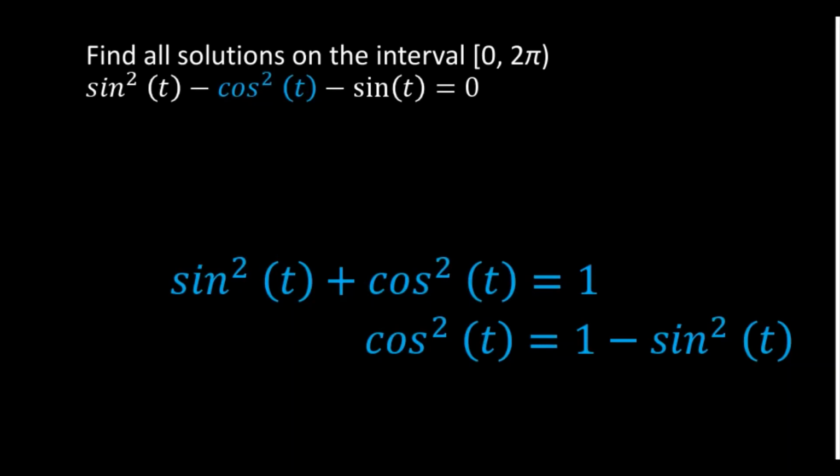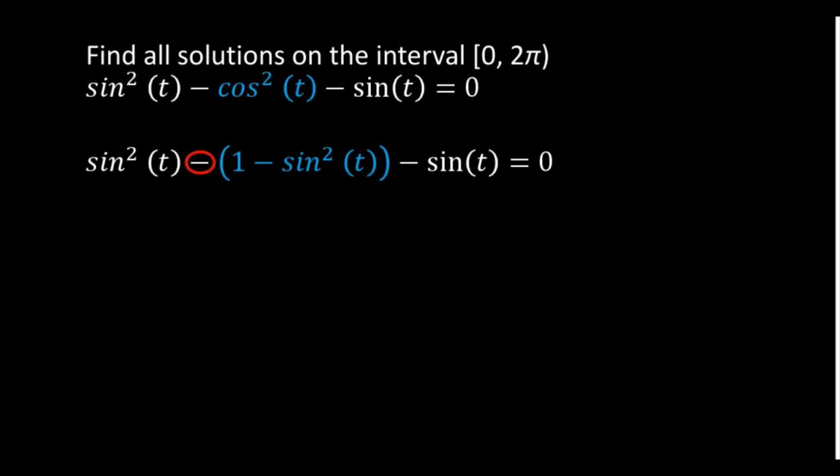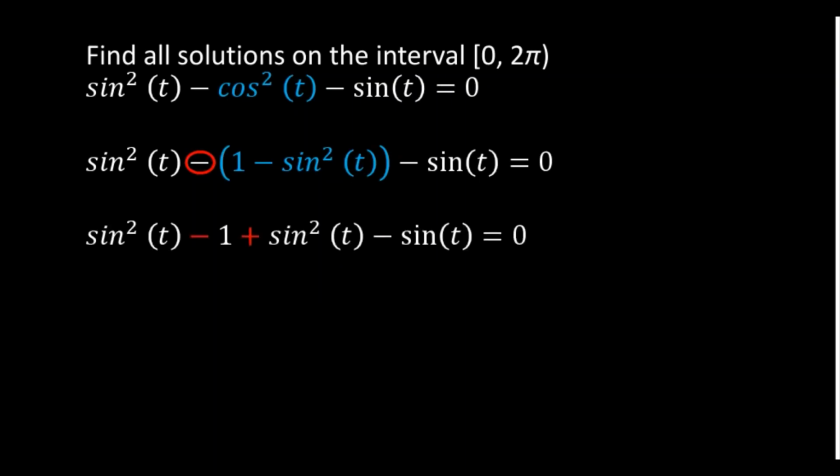So in our equation, we can substitute cosine squared of t with, in parentheses, 1 minus sine squared of t. And now we will open the parentheses, and remember that minus that stands in front of the parentheses will affect every single term. So everything that was positive now becomes negative. Whatever was negative now will become positive. So we will have sine squared of t minus 1 plus sine squared of t minus sine of t equals 0.